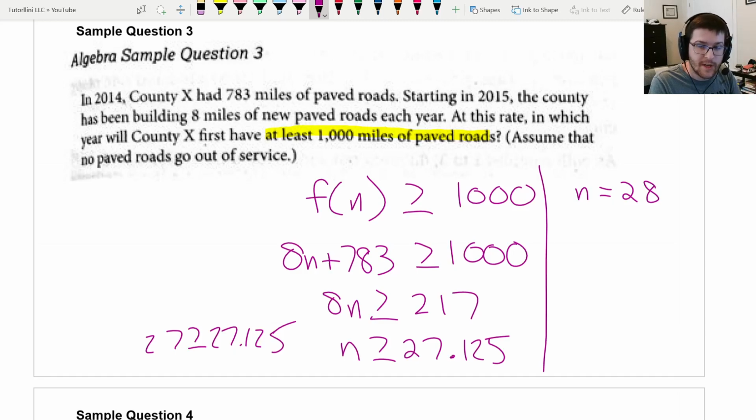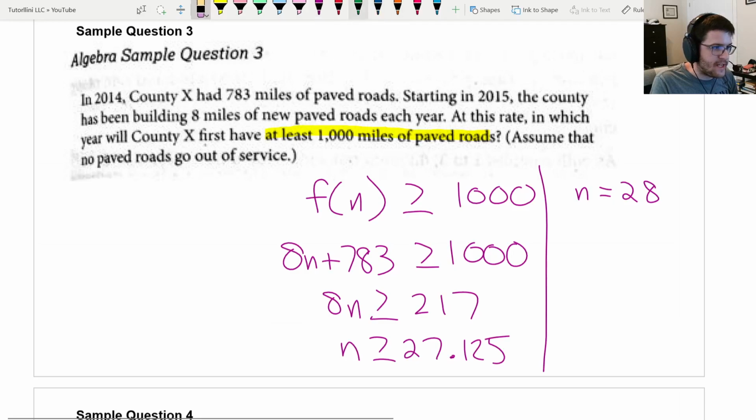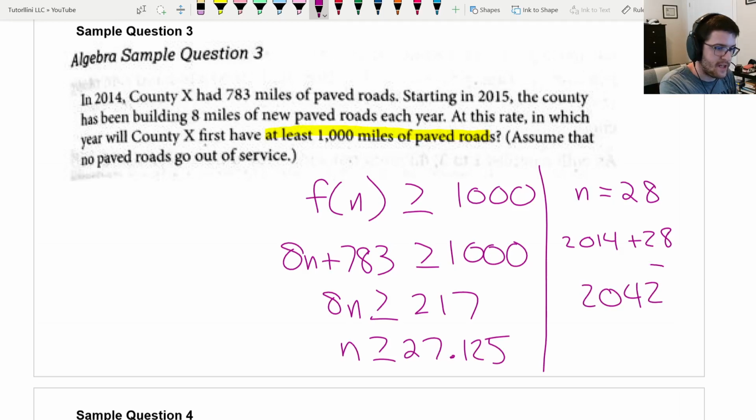So you're not rounding. You're thinking, what's the first value that satisfies this inequality? So always check to make sure that, if you're on the fence between 27 or 28, that you plug it in to make sure it actually satisfies the inequality. Okay, so it's got to be 28 years. So we're going to do 2014, it's years since 2014. So we're going to do 2014 plus 28. And that gives us 2042, which is the answer. So that is right.